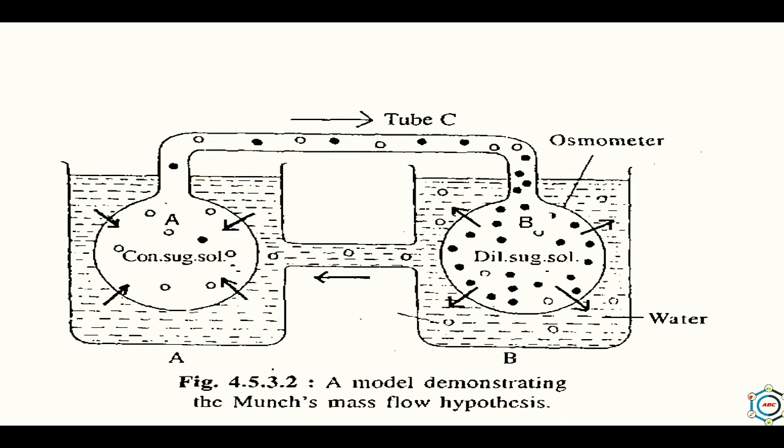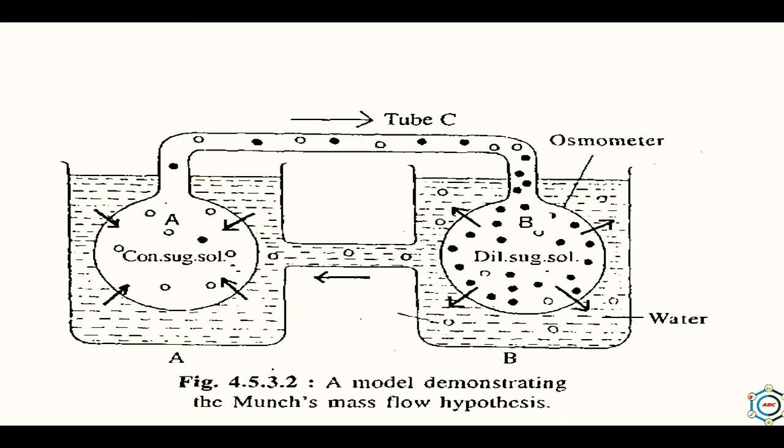These chambers are immersed in two reservoirs connected through a tube T. So here you can see that they are connected by the tube T. The reservoirs are filled with water. Chamber A contains concentrated sugar solution and chamber B contains dilute sugar solution. The osmotic pressure of chamber A is high as compared to B.